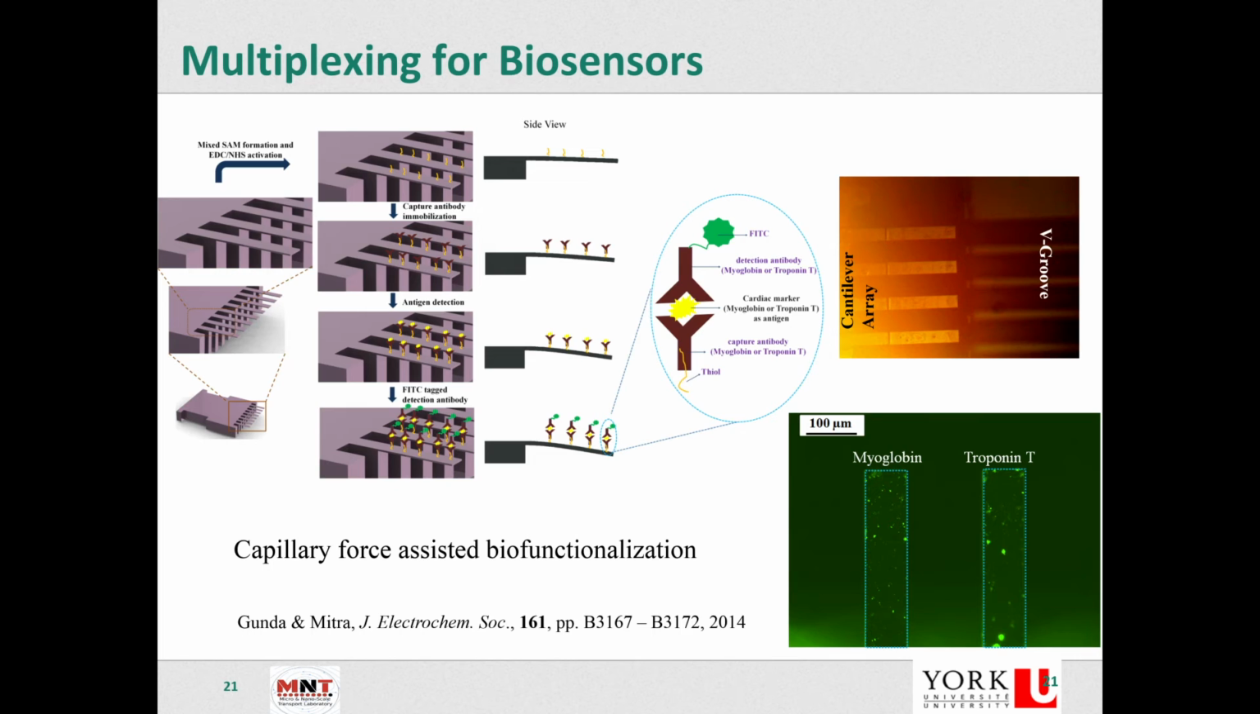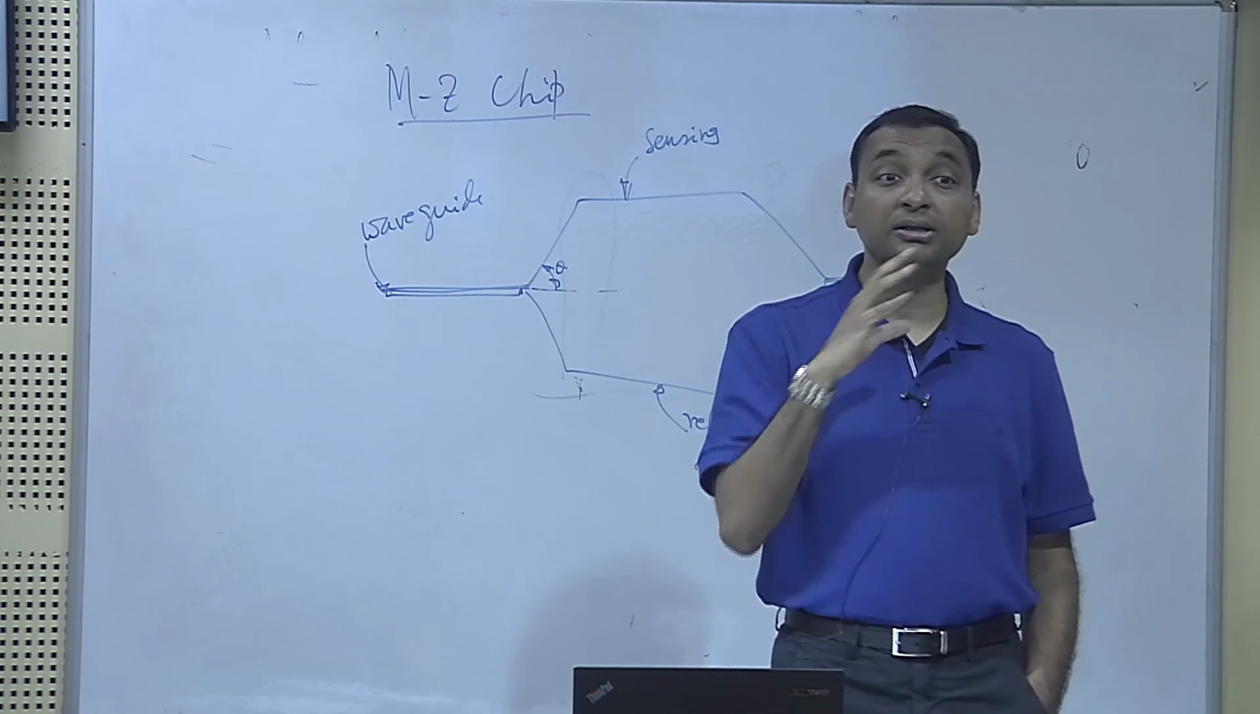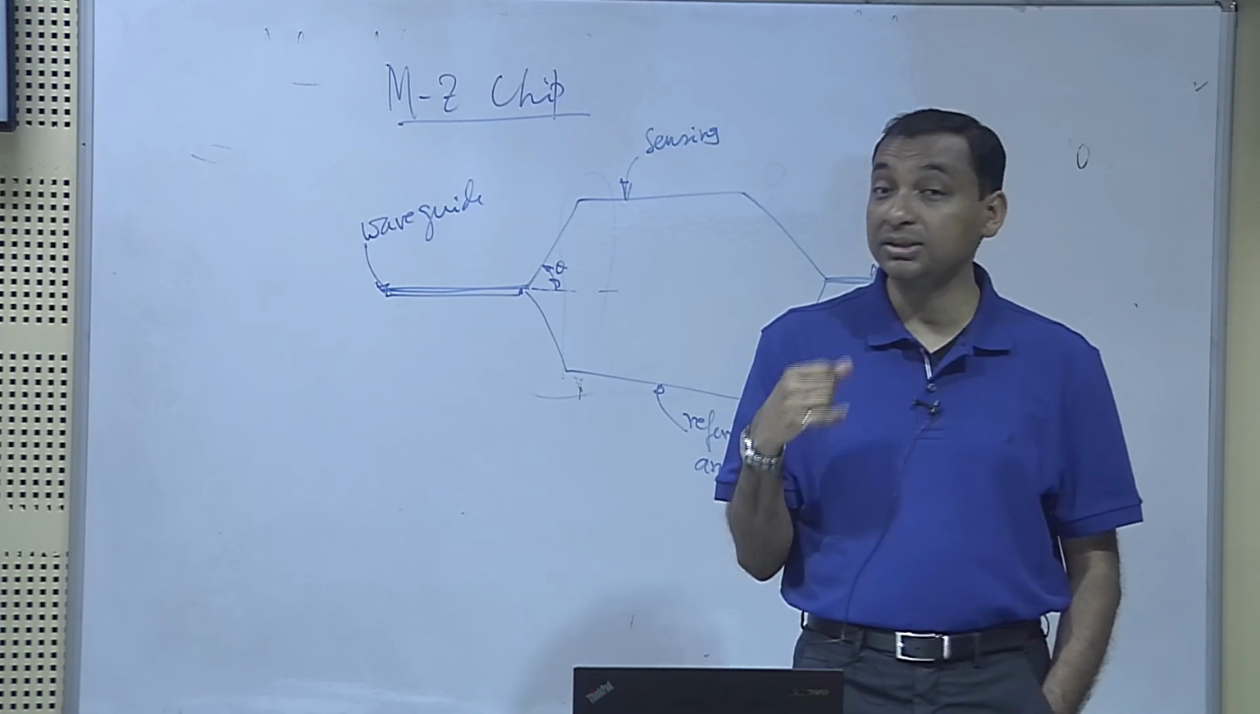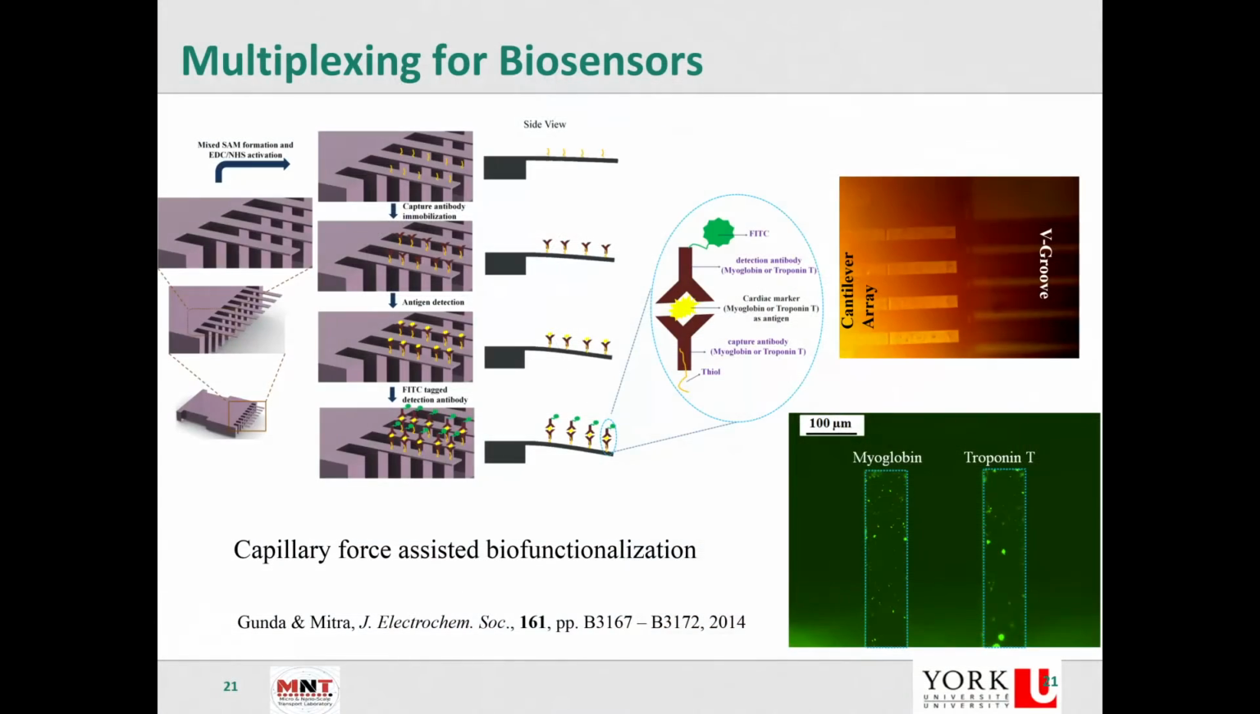Do you know why these are important? Why these molecules are important? Myoglobin and troponin. Not infectious. These are cardiac markers. So if someone is going through something called myocardial infarction, which in common terms is referred to as a heart attack, the protein levels in the blood like myoglobin, troponin, CKMB, their amount increases quite dramatically. So if you're able to have a sensor which will be able to detect this level of biomolecule, then it becomes a very effective tool.